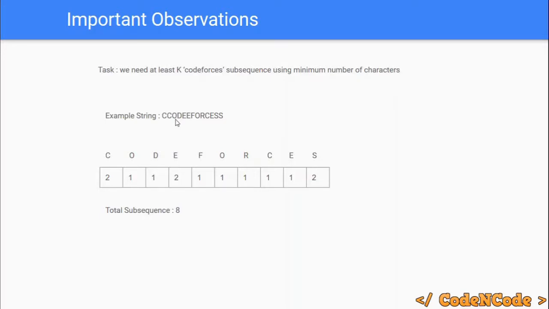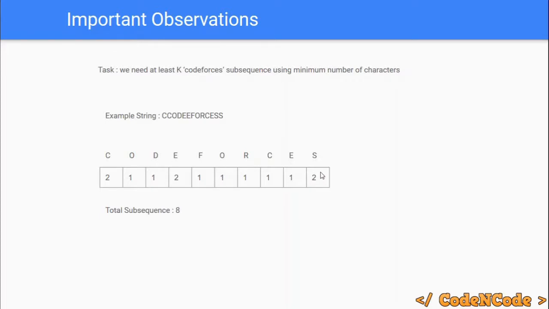Similarly for O, if in the final answer you are using 5 O's, then all of those O's must appear together, right? So if you are using x1 number of C's, then all of them must come together. All of the x1 appearances of C must come together. Similarly for x2 appearances of O, x3 appearances of D, and so on. So this was one important observation, and using this configuration, these many subsequences we can form.